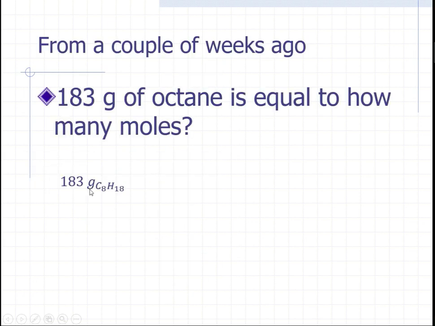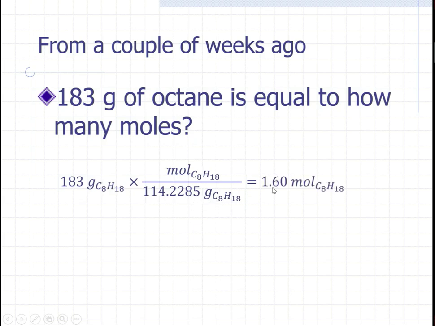What you would do is start with your grams, and then take the appropriate conversion factor. In this case, it's the molar mass of octane. Octane is C8H18, so you would take the molar mass of C8H18 and calculate the number of moles by making sure you set up the dimensional analysis, something you need to get used to, where grams is on top, grams is on bottom, and they cancel and leave you with moles, and I find that I had 1.6 moles of octane.